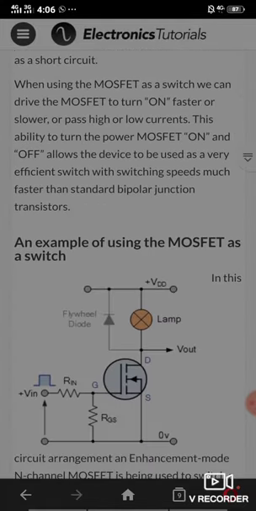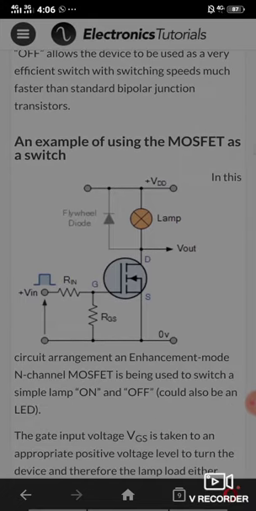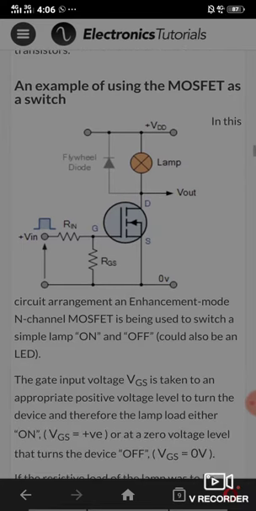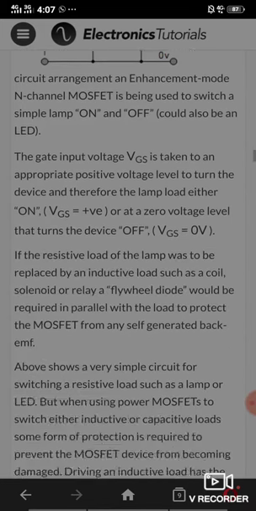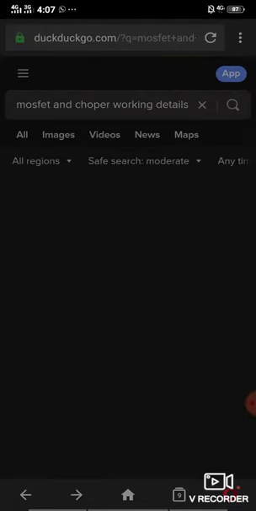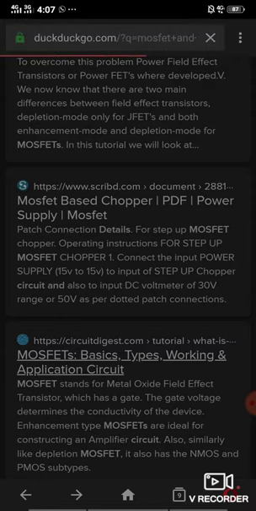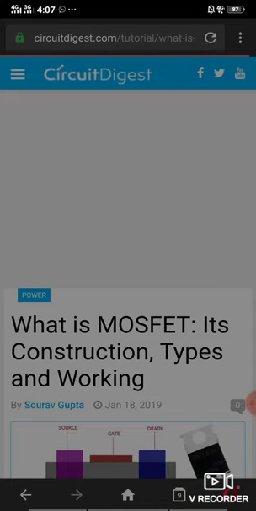So this is the saturation example using a MOSFET as a switch. An N-channel enhancement mode MOSFET is being used to switch a lamp on and off, which could be an LED. The gate input voltage is taken to an appropriate positive voltage level to turn the device, and therefore the lamp load, on. So we learned about MOSFET basic types and working in application circuits.